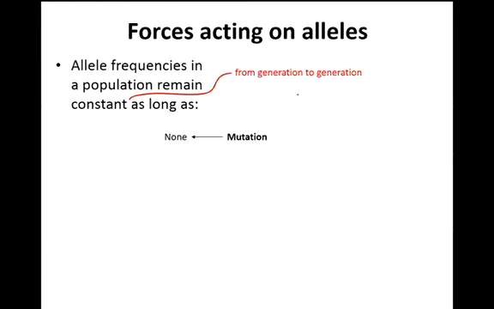That thing in red is something I forgot to type on, so maybe you could write it into your lecture notes. So the allele frequency, so these 0.5, 0.5s have worked out already. These allele frequencies should remain constant from generation to generation as long as certain things are met.